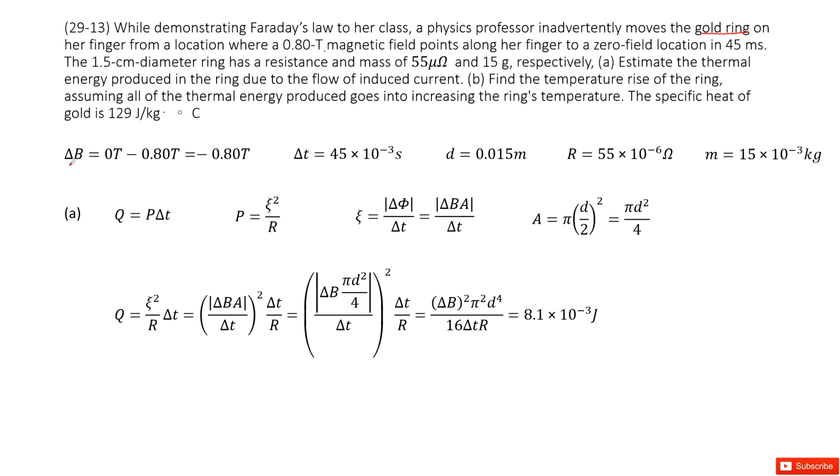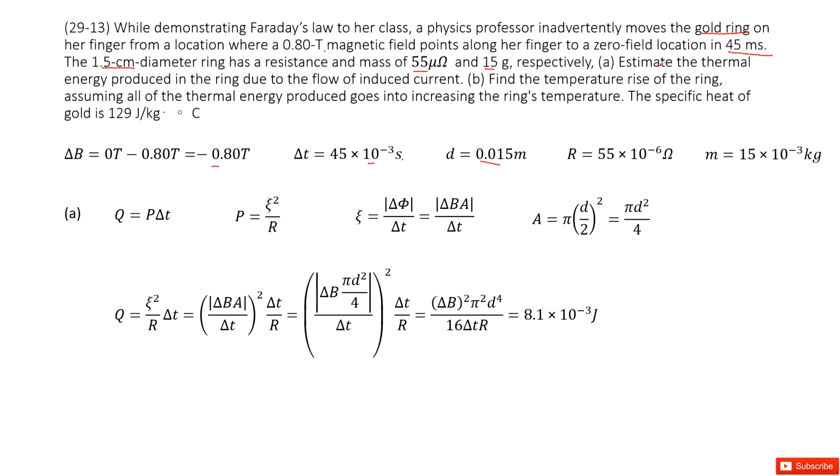So we can write it there. This is the change of magnetic field. So final is 0 and initial is 0.8, we get the answer there. And the time taken is given as 45 milliseconds, right? So you can write it there and convert the unit from milliseconds to seconds. Next, it gives the diameter in centimeters, so write it there. And the resistance is given, write it there. Mass is given there. Next one.